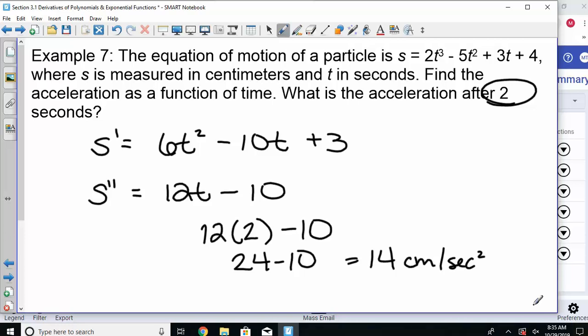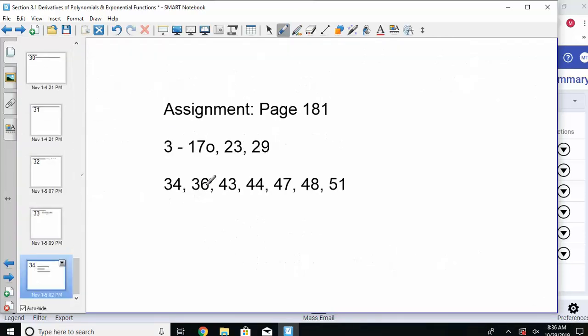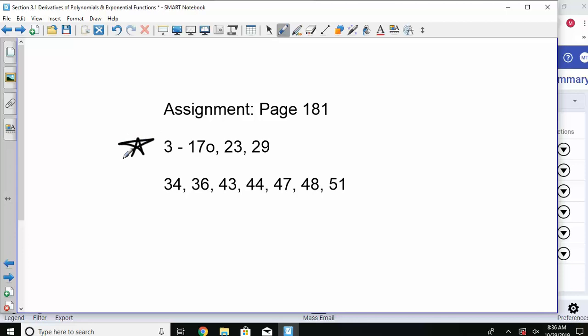Okay, we are stopping here. I am going ahead and assigning certain problems for tomorrow. So I want these done tomorrow, and then we will add to it. If you look at your slides, the very last slide has the homework. You are ready to do this portion. 3 through 17 odd, 23 and 29. So you've got 15 minutes to work on those right now.